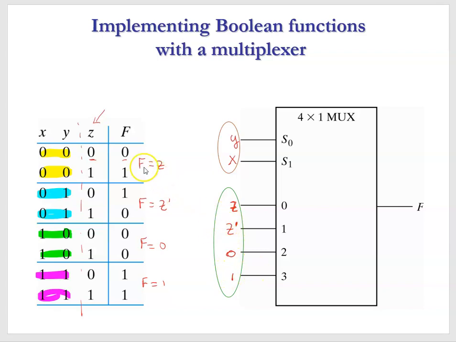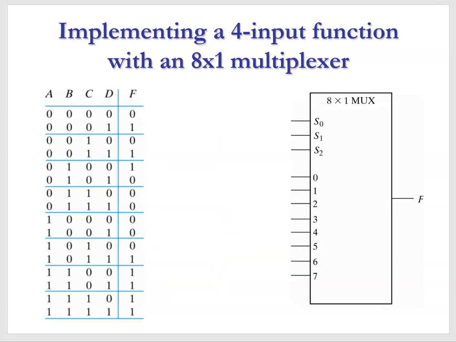There are no other possibilities to be able to represent the function here with respect to this truth table. So let's take a look at what we would do if we had a larger truth table. Let's say we had a 4-input truth table, or a function of 4 variables represented in a truth table. Then we could use a similar process if we had an 8-to-1 multiplexer.